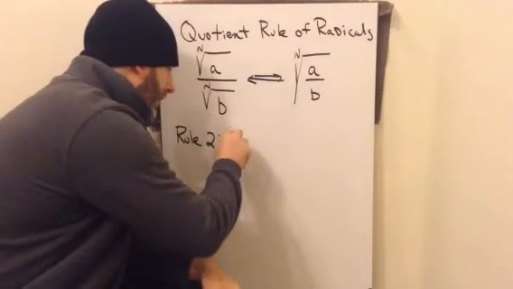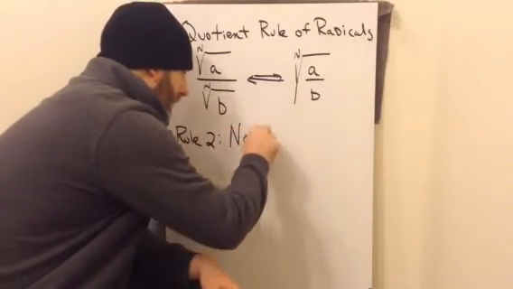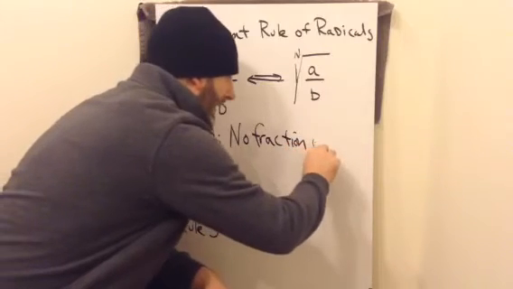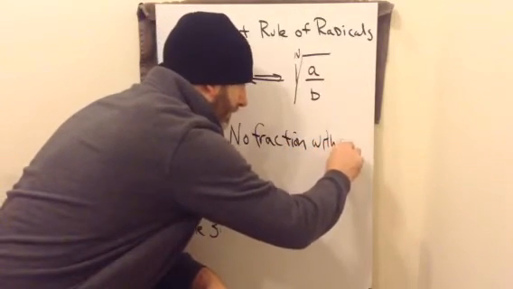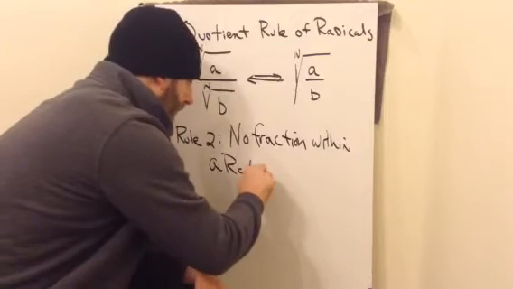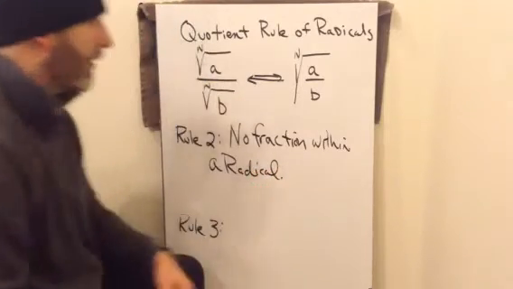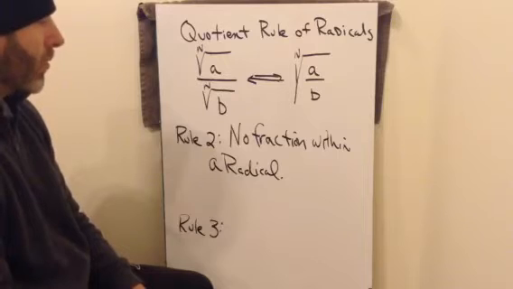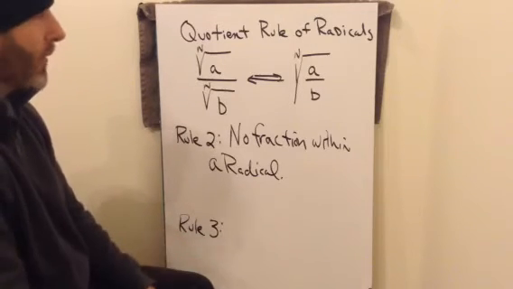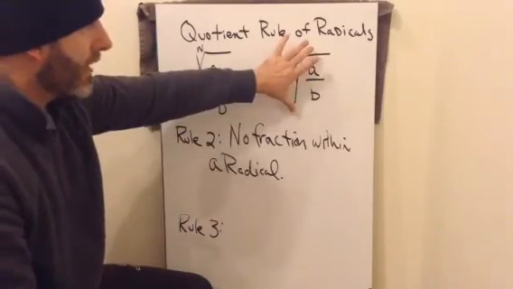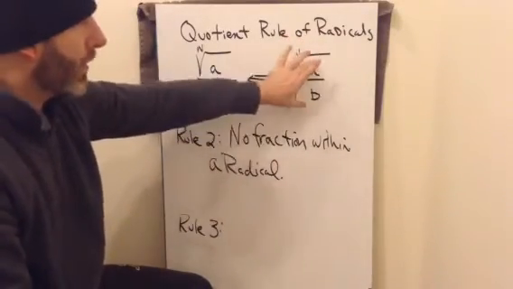no fraction within a radical. No fraction within a radical. Okay, so when you look at that, no fraction within a radical, if we see that, hopefully you're saying, well, this fraction is within this radical. So you're saying, if we have a problem like this, we don't want that.